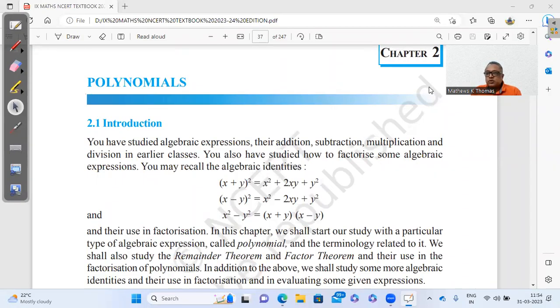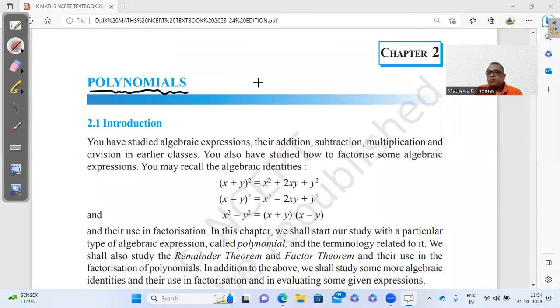So chapter 2 in class 9 syllabus is polynomials. Now, first of all, we should know what are polynomials, how to identify polynomials. This is very important. What are polynomials? So polynomials are basically algebraic expressions, right? They are algebraic expressions. But what type of expressions?